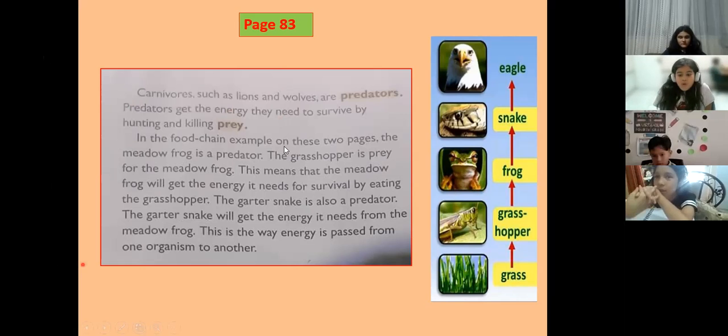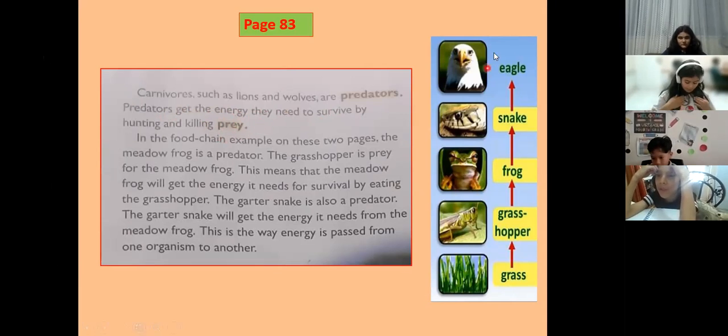Okay. Remember, for the predators, it says they get the energy they need to survive by hunting and killing. That's why they kill the prey. So predators are the animals that hunt and kill other animals. The animal that is hunted or killed is considered prey.